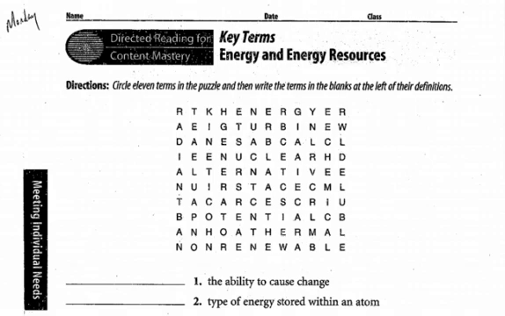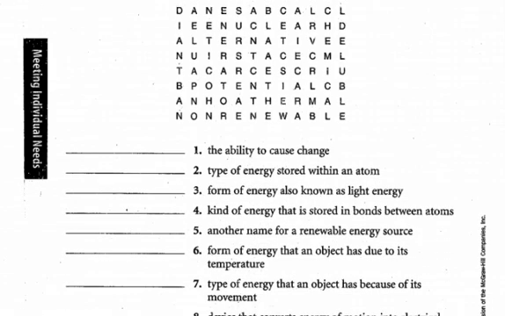Let's begin. Number one. The ability to cause change. That's energy. Energy is the ability to cause change. Number two, the type of energy stored within an atom. Well, inside that atom, there's the nucleus, and when you are trying to harvest that energy inside there, you're going to be going into the nucleus and separating that nucleus, so it's called nuclear energy. Number three, the form of energy also known as light energy. This could be called radiant energy as another way in which to describe light energy. Number four, the kind of energy that is stored in bonds between atoms. This is called chemical energy.